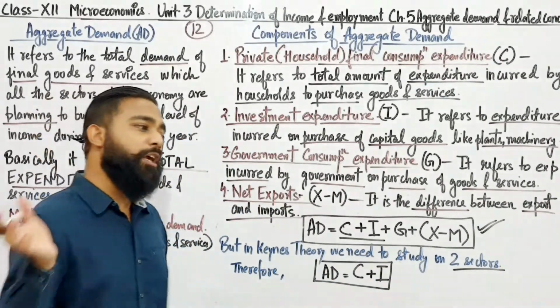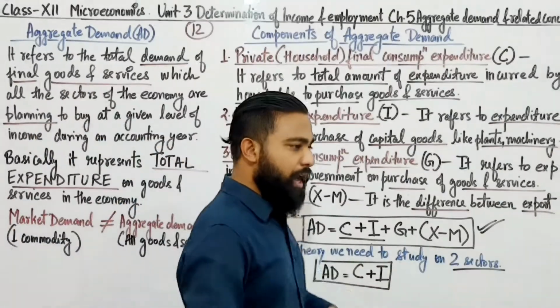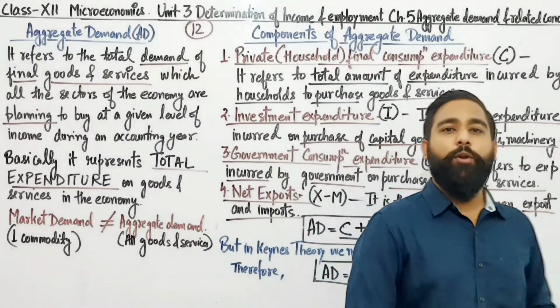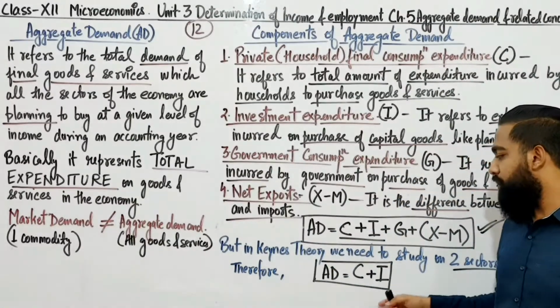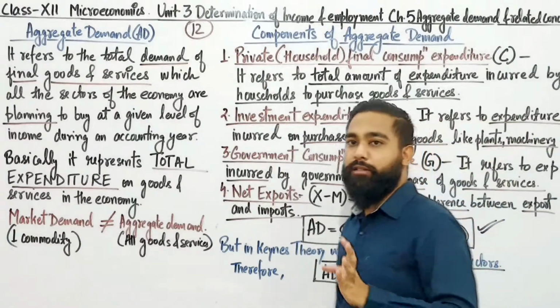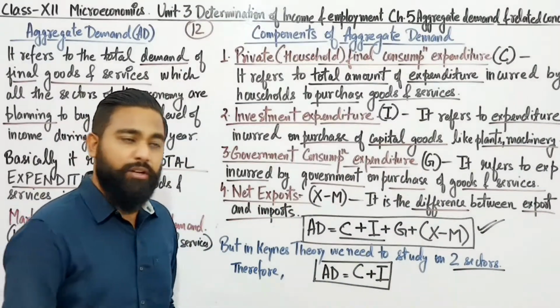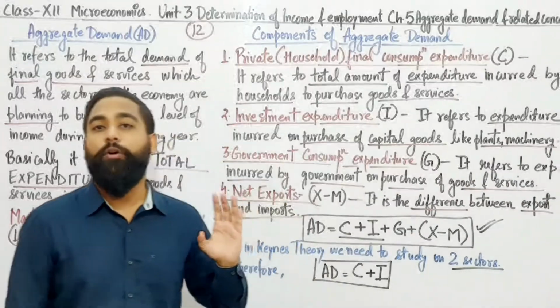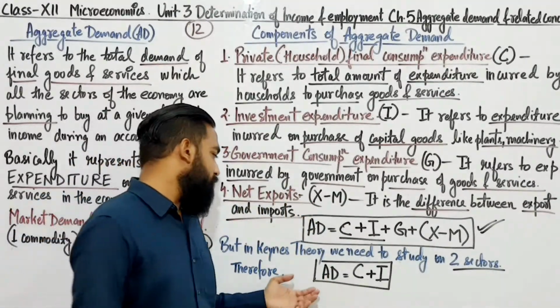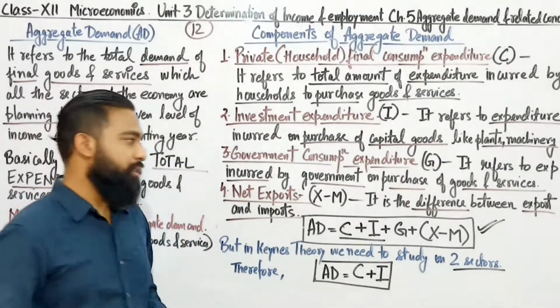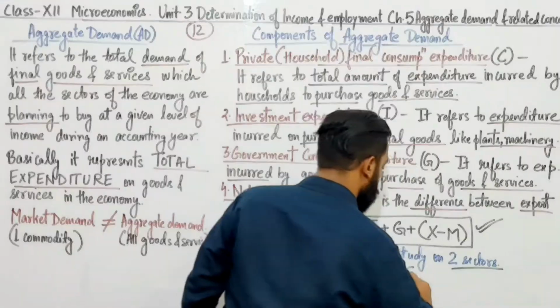Fine. So, if the question asks what is the formula of aggregate demand, taking only two sectors, then you have to write it as C plus I. But if it's not mentioned, then you have to write the whole formula. So, this is your formula, AD is equal to C plus I. Fine, you have to learn both of them.